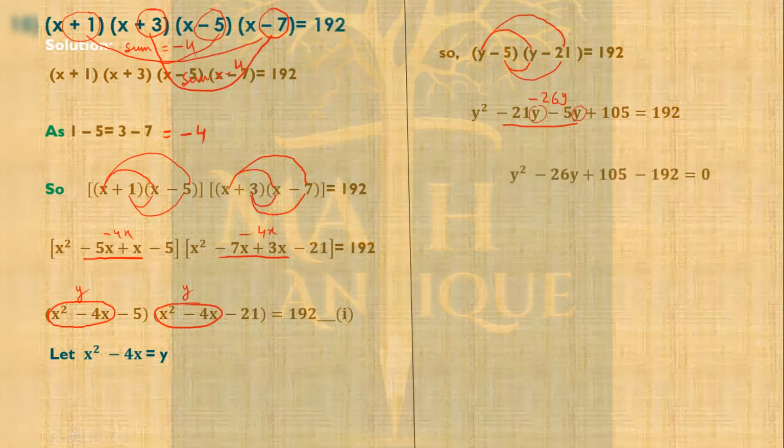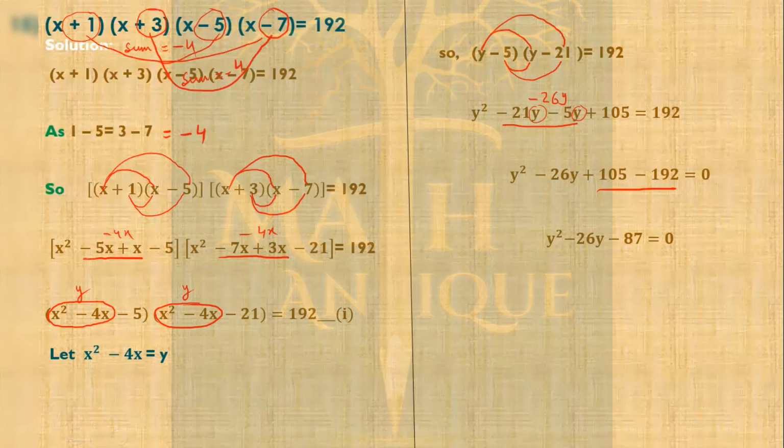y² - 26y + 105, and we will bring the 192 to the left side. All terms should be on the left side. These two are like terms again, both constants, so we will simplify them. After simplification, it will be -87. So y² - 26y - 87 = 0. This is a quadratic equation in standard form, which I mentioned before. Let's solve this by factorization.